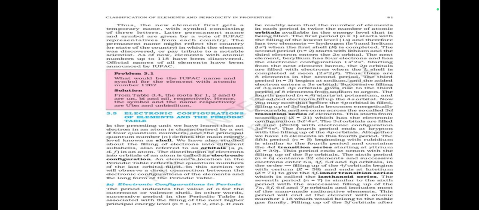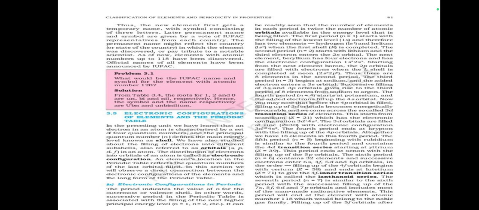The first period, n is equal to 1, starts with the filling of the lowest level 1s, and therefore the two elements hydrogen 1s1 and helium 1s2. When the first shell K is completed, the second period, n is equal to 2, starts with lithium, and the third electron enters the 2s orbital.